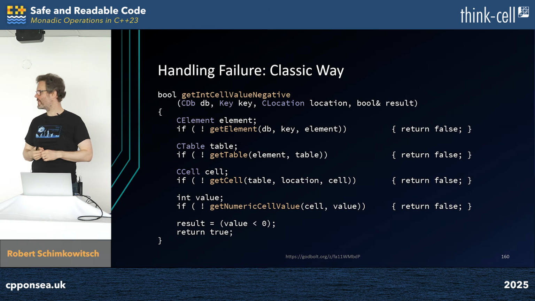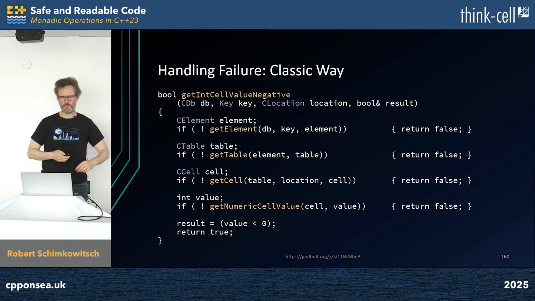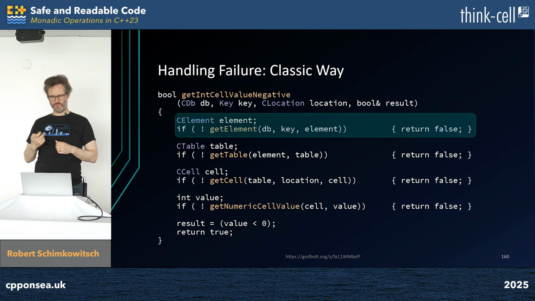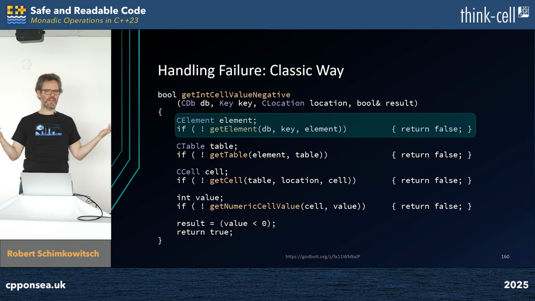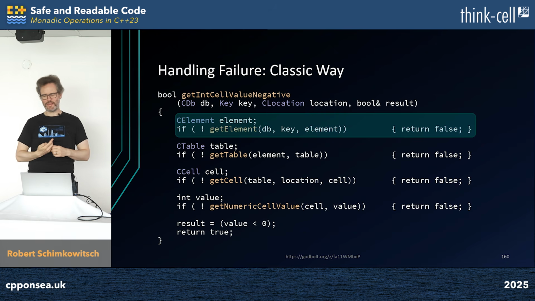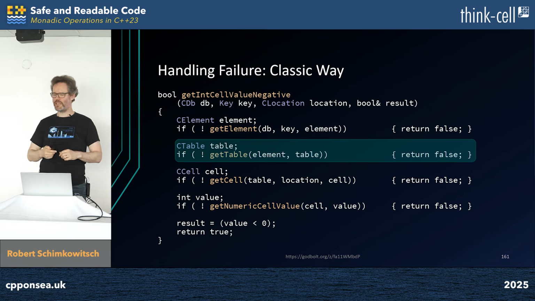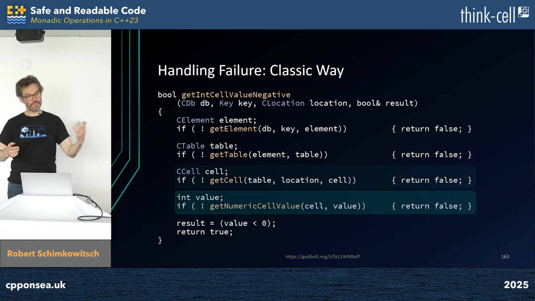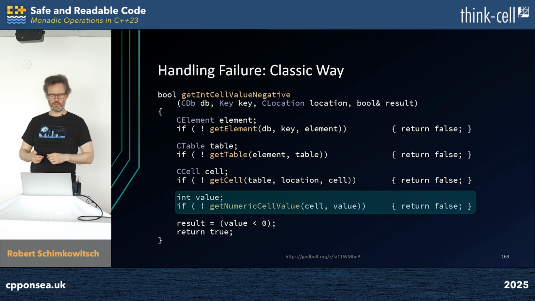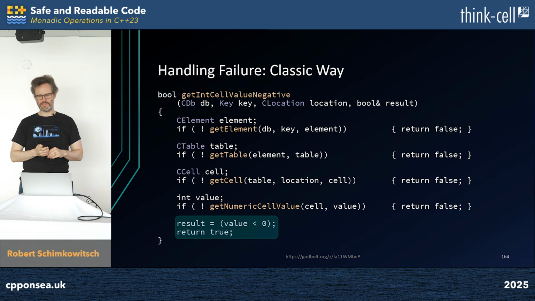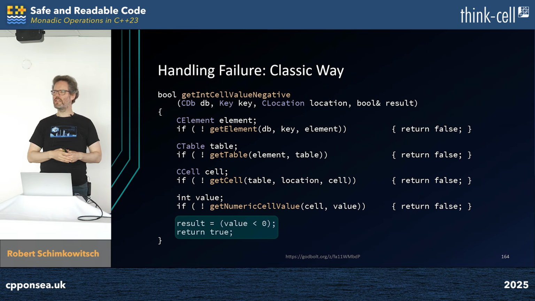Does anybody have a flashback here? We've seen this code before. So what happens? We create a CElement on the stack and ask getElement nicely to fill it for us. And then we check, and if it fails, we exit ourselves, indicating failure. And then we do the same with the table, create on the stack, ask getTable to fill it, early exit on failure. And with the cell, and with the numeric value. And then finally, we can check if it's negative and return with success. Who has code similar to this?